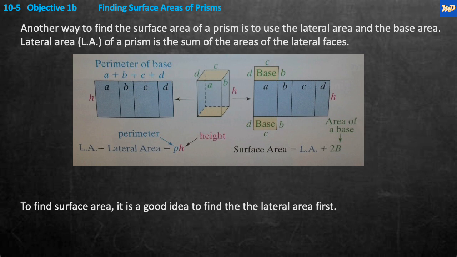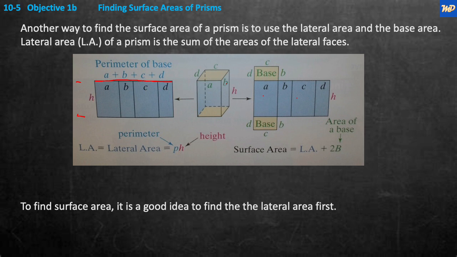So if you look at here, you have A, B, C, and D. These are going to be the faces, A, B, C, and D, as it goes around the base. It wraps around. The perimeter of the base is A plus B plus C plus D. So the lateral area is the perimeter times the height. Whatever the sum of all of these is, times the height. So A plus B plus C plus D, times H.